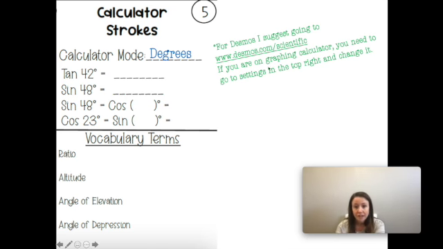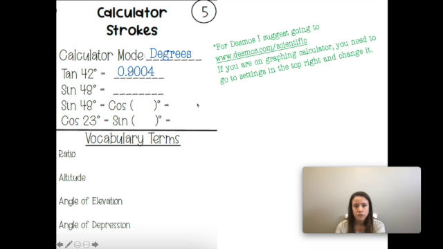If you are graphing, the default is radians, so it will not give you the right answer unless you purposely change it, and you can change it by hitting the little settings gear up in the top right. All right, so these are straight calculator strokes. So type it in your calculator, see if you get the matching answer. That's all there is to it.